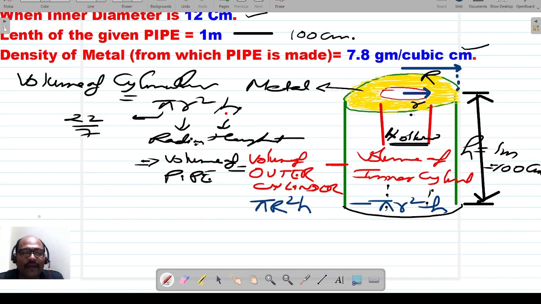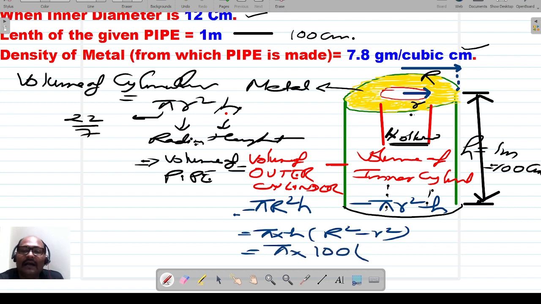Okay, so we put up the value over here, h. So we'll calculate the volume as pi into h will be common, and R square minus small r square, and here pi into h is 100 centimeter into R square. R is the outer radius. What is that? Outer radius, that means here, the inner diameter is given as 12.